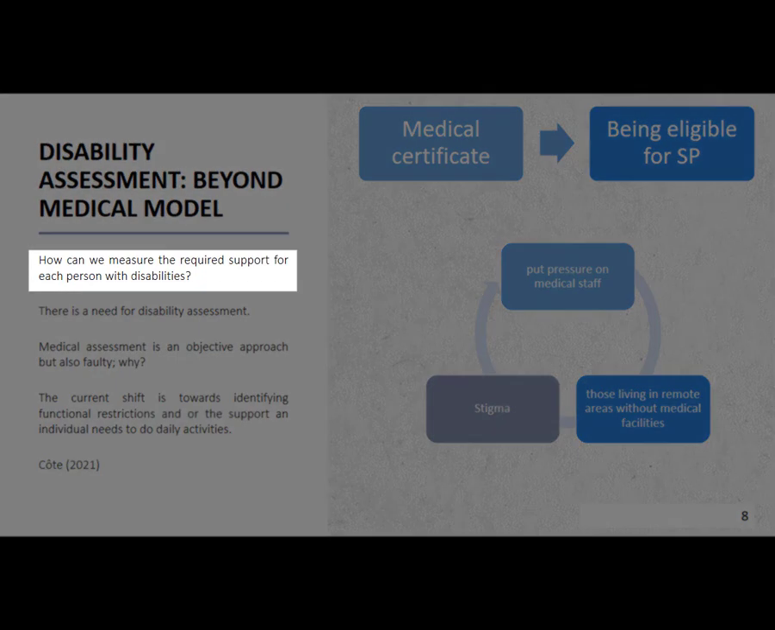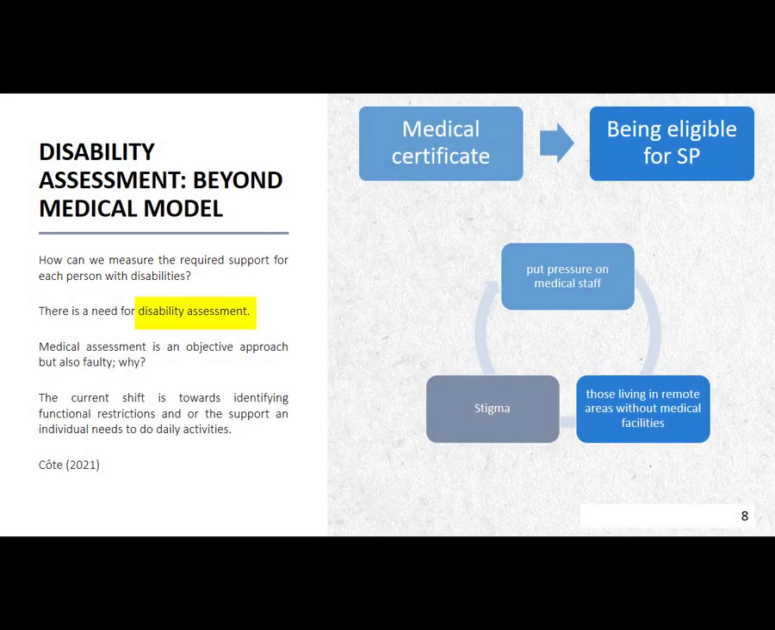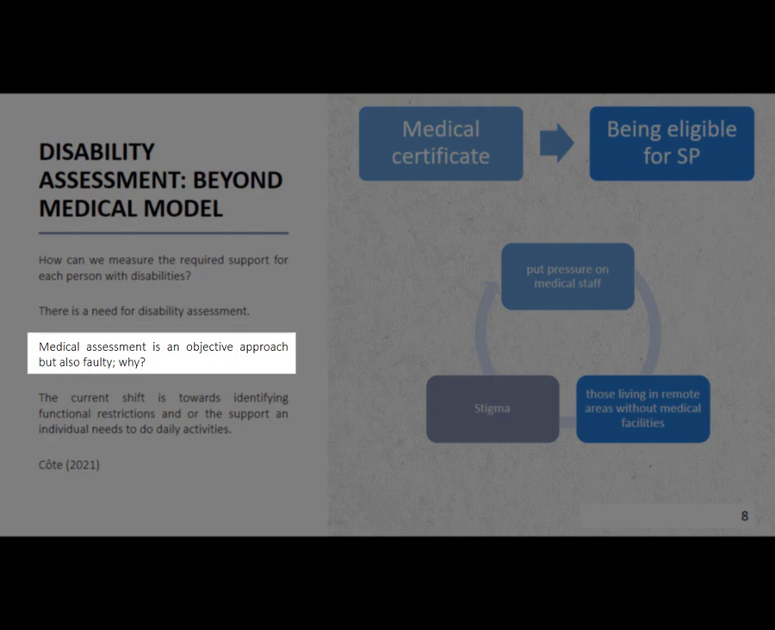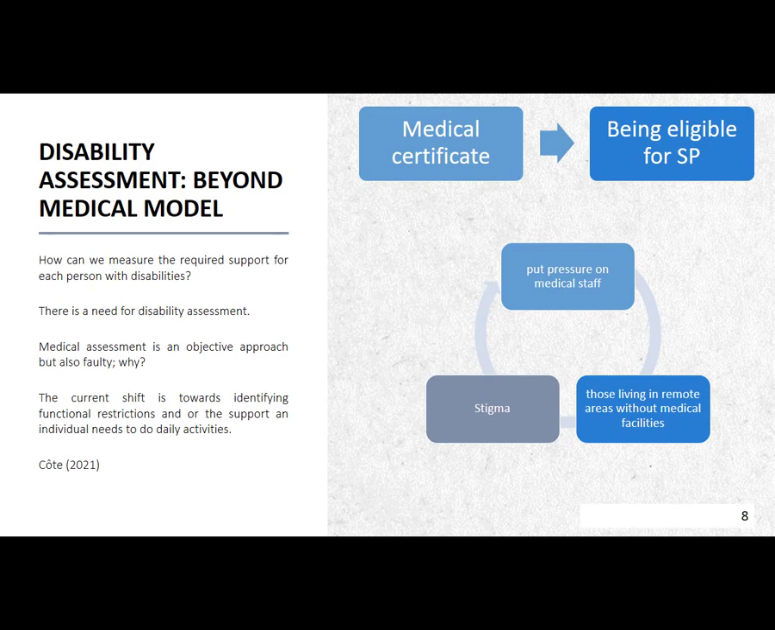So, how can we measure the required support for each person with disabilities? This is where we need disability assessment. In many countries, the basis for this assessment is medical assessments, which only focus on health conditions and impairments. Medical assessment is an objective approach, but also faulty. Do you know why? Because it neglects the unique supports each person with disabilities needs and also the barriers they face. The current shift is toward identifying functional restrictions and or the support an individual needs to do daily activities.